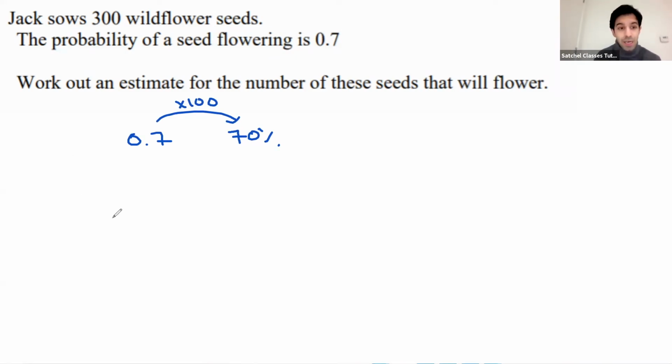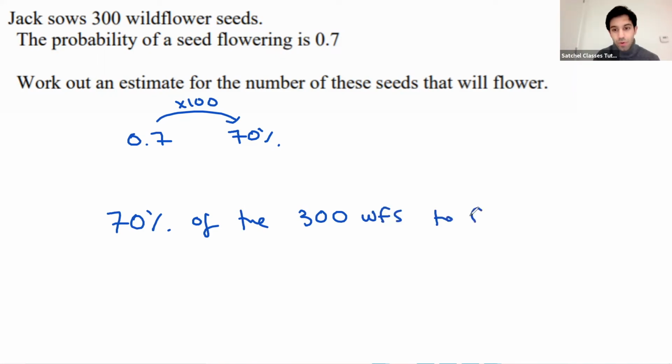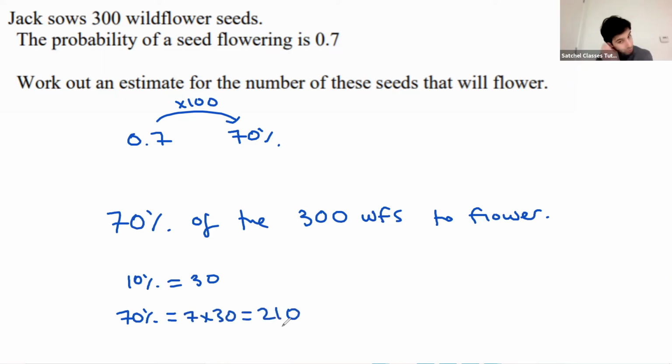So we would expect 70% of the 300 wildflower seeds to flower. So what we need to do here is work out 70% of 300. Now 10% of 300 is going to be 30. So 70% of 300 is going to be 7 times 30, which is 210. So work out an estimate for the number of these seeds that will flower. Well, we would expect 210 seeds to flower.